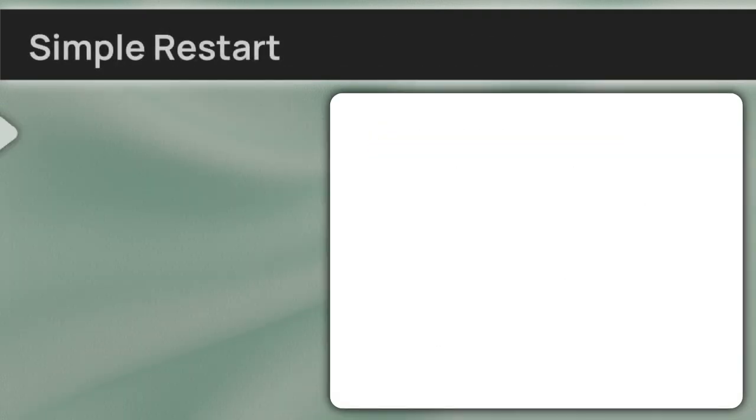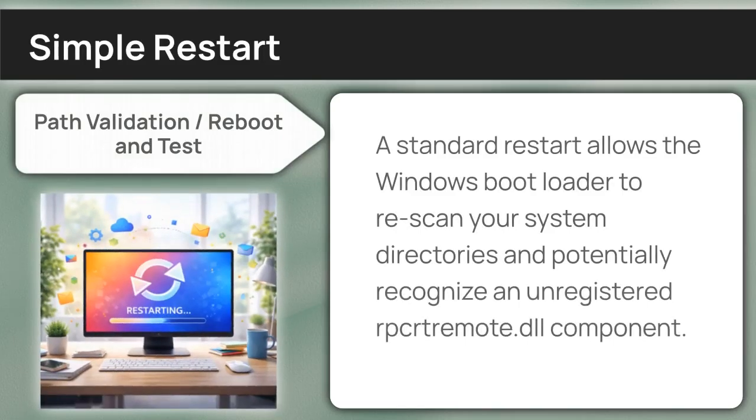A system reboot is a reliable way to clear away zombie processes that might be interfering with RPCRT Remote. It's a low-impact step that ensures your operating system is starting with a synchronized environment.